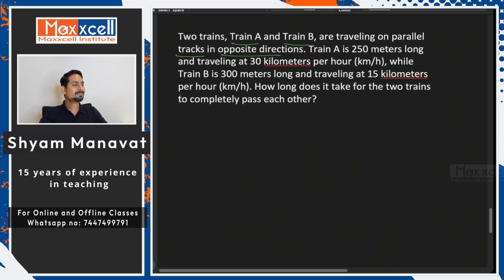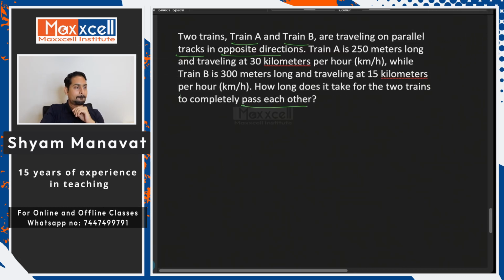Okay. So two trains, train A and train B, are traveling on parallel tracks in the opposite direction. Train A is 250 meters long and traveling at 30 kilometers per hour, while train B is 300 meters long, traveling at 15 kilometers per hour. How long does it take for the two trains to completely pass each other?